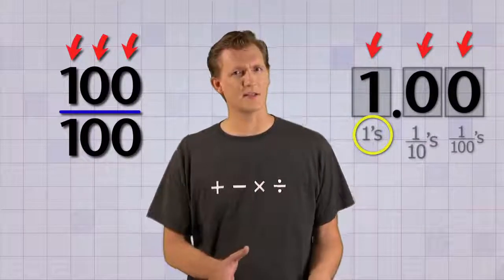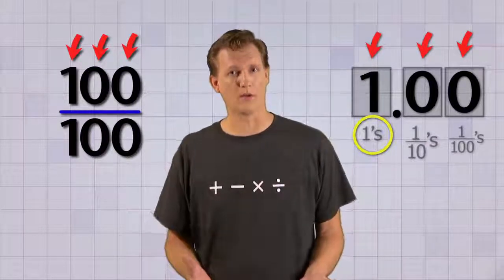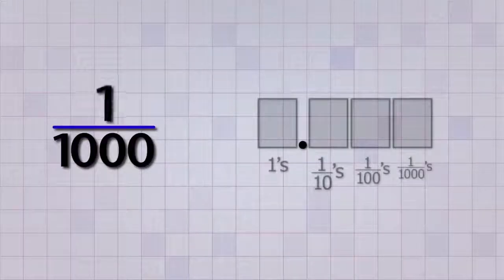And that makes sense because 100 over 100 is a whole, and its value is just 1. Now that we know how to convert hundredths into decimals, let's try converting thousandths. That's fractions that have 1,000 as the bottom number. Let's start with 1 over 1,000.